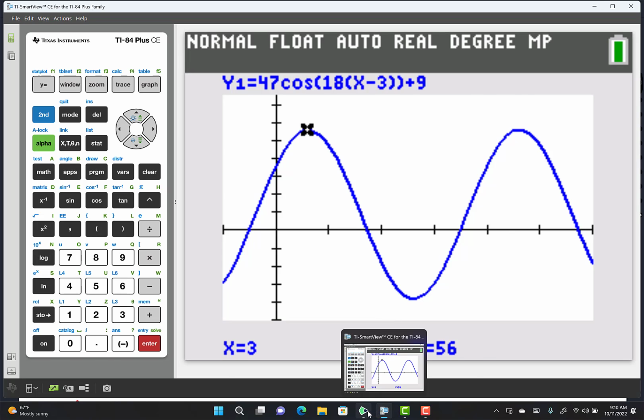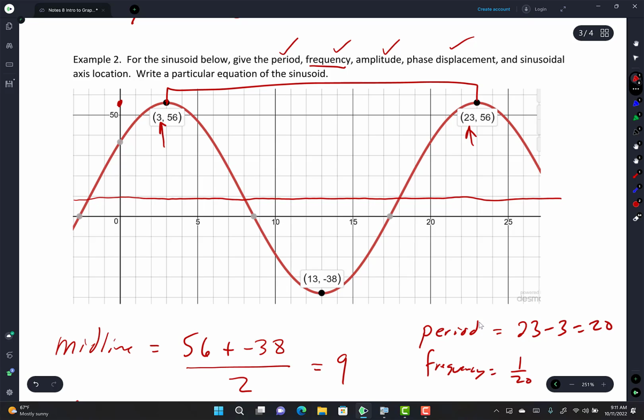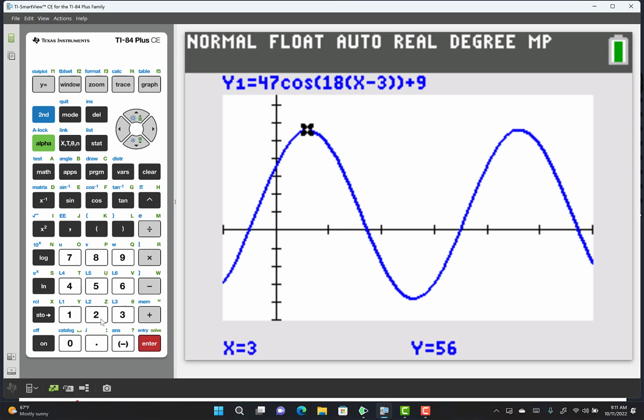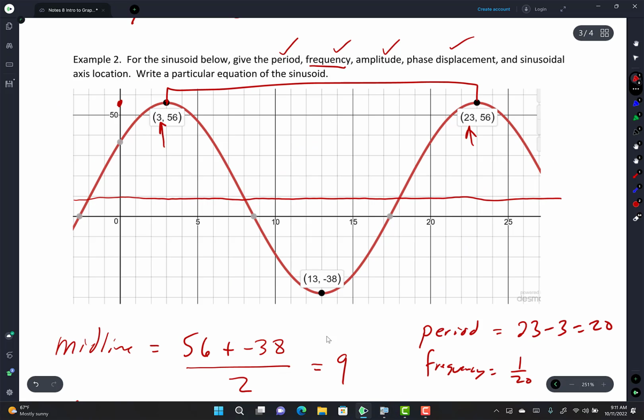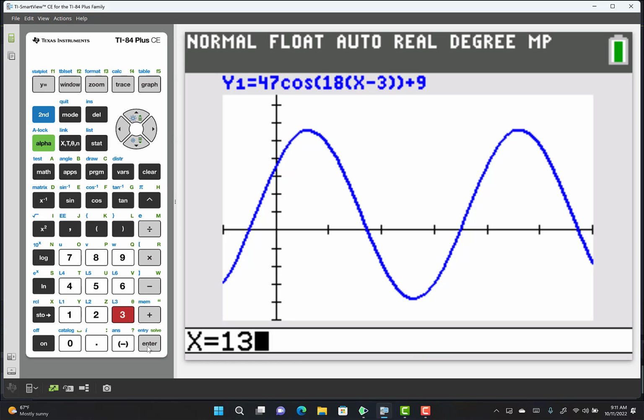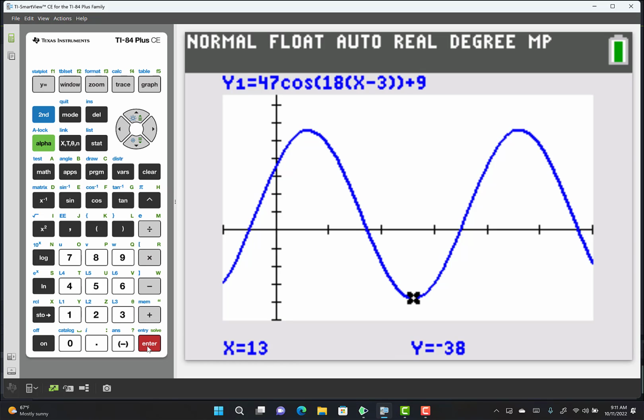All right, I want to check the other max. It says at 23, I should be at 56. So just push 23 now. Enter. Yep. Now I want to check the minimum. I have a minimum at 13. So push 13, enter. And yep, it all works.